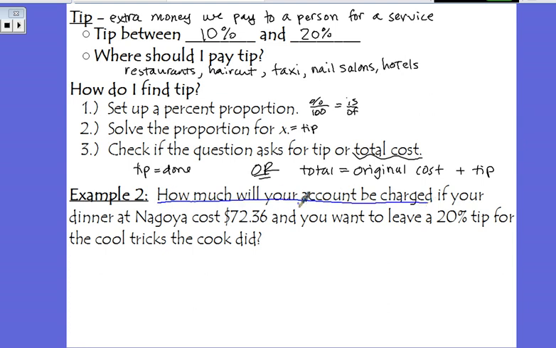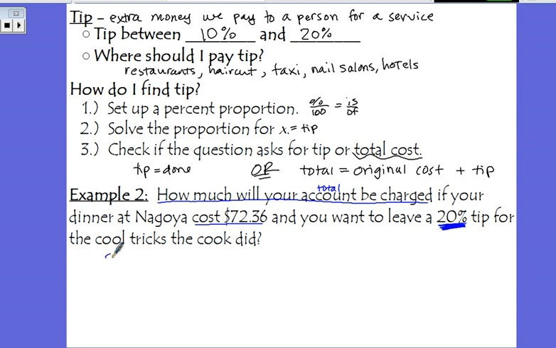So it's being charged not just for the meal, which it's talking about down here, but also for the tip. So that means I'm looking for total here because my account is being charged once, but it's being charged for all of it. If the dinner at Nagoya was $72.36, so that's my cost, and I want to leave a 20% tip. Hint, hint, I found the tip.